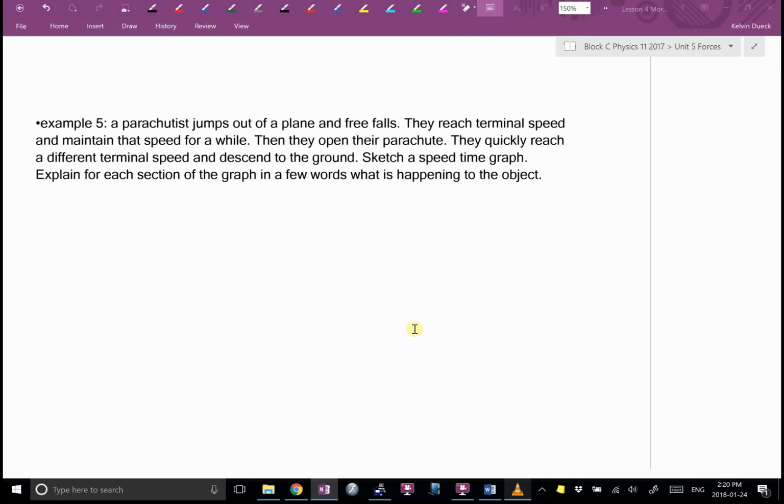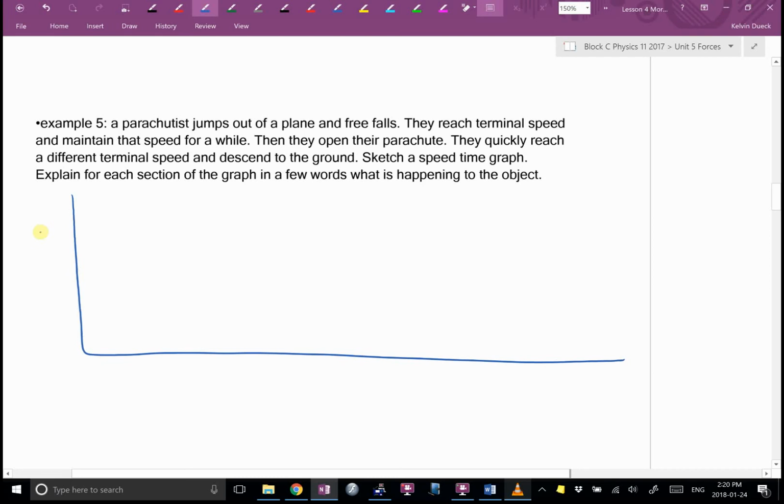So we're going to go like this. And on the y-axis, we're going to put speed. Mr. Dewick, isn't speed s? No, speed is v without a vector. The vector would be velocity. And on the x-axis, we're going to put t, time.